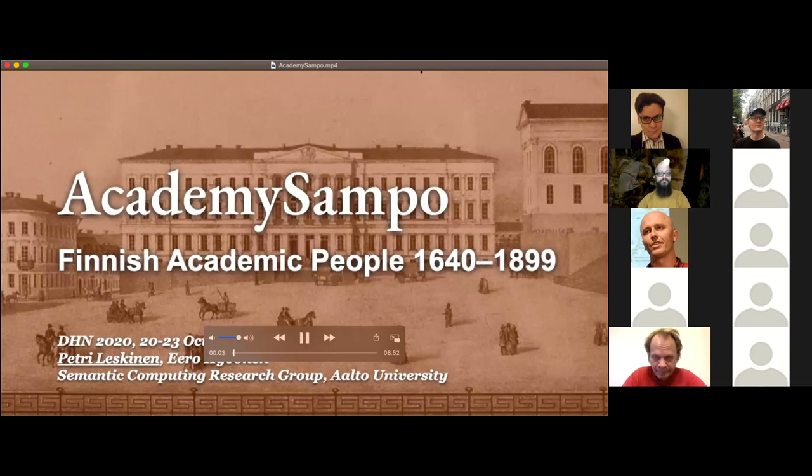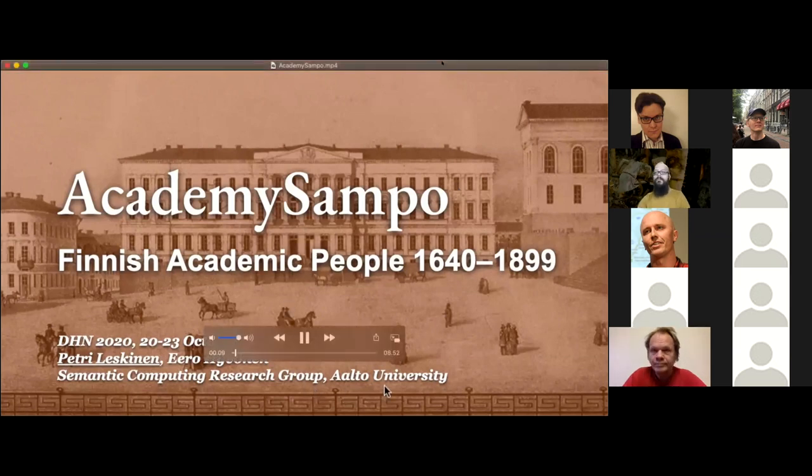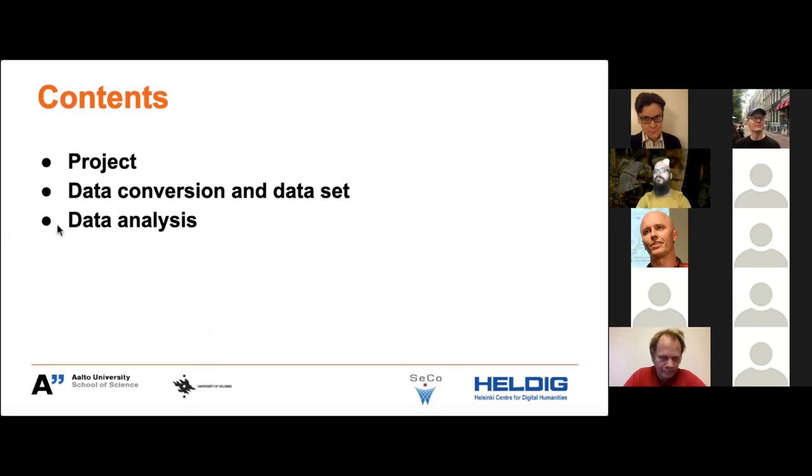I will introduce the Academy Sampo project. It is a project conducted in the Semantic Computing Research Group at Aalto University in Finland. This representation consists of three parts. First one will be a general introduction to the project. Then I will talk about the source data and how it was converted into linked open data and introduce the resulting data set. Finally, I will represent some results of data analysis performed with the data.